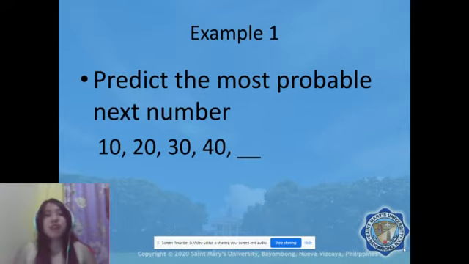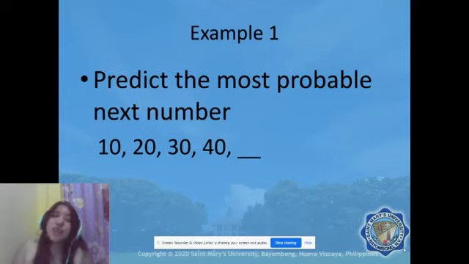So the process that we used in analyzing, for us to come up with our conclusion that the next number is 50, is actually inductive reasoning, because of course we analyzed it from term to the next term, and to the next term, before we came up with a general conclusion that the next number is 50. So example number one is an example of inductive reasoning.